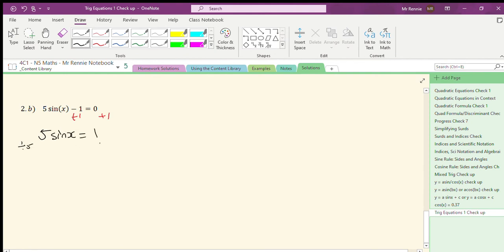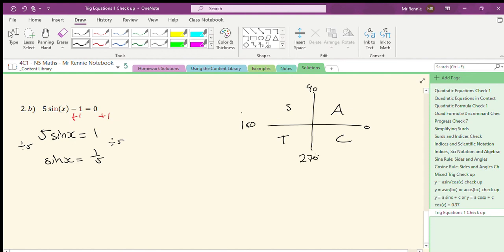Divide by 5 on both sides. I get sin x equals a fifth. Okay, just keep it as a fraction. The main thing is I know sin x is actually a positive value. So let's work out when this happens here. So I've got all sine, tan, cos, get my degrees on. Okay, get my rules on. And last but not least, let's label the quadrants too.